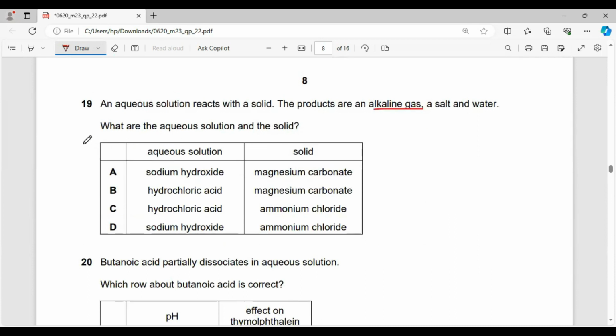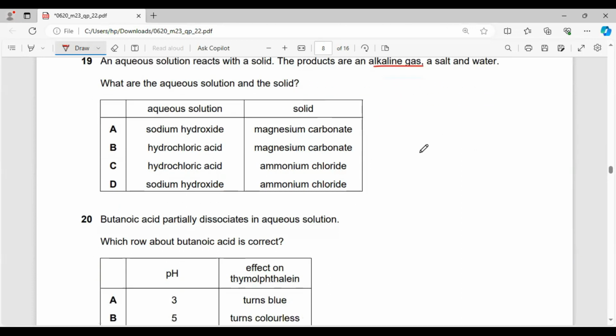An aqueous solution reacts with a solid. The products are an alkaline gas, a salt, and water. What are the aqueous solution and the solid? In the question, they have mentioned that it is an alkaline gas. According to the options, we are having magnesium carbonate and ammonium chloride.